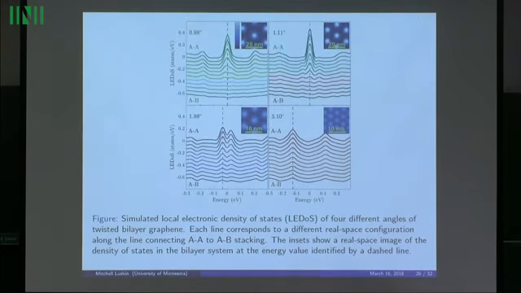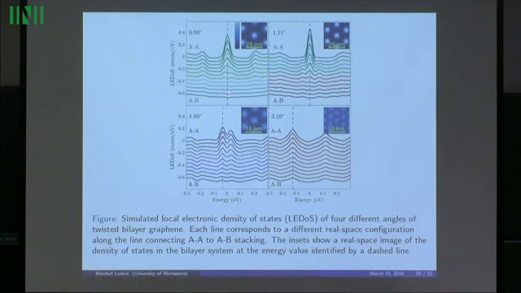This just shows you the local density of states. These are different angles of twist: 0.88, 1.11, 1.88, 3.1. Okay, so what do we have here?